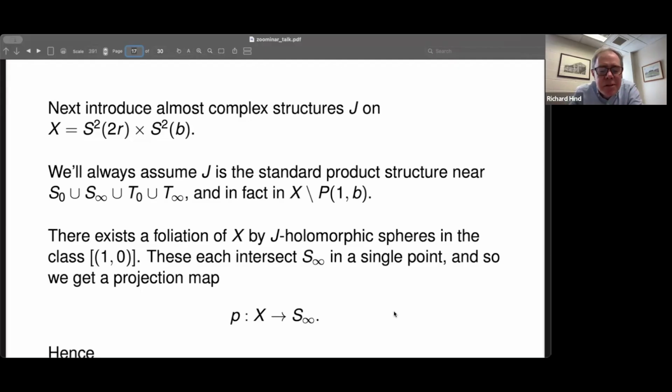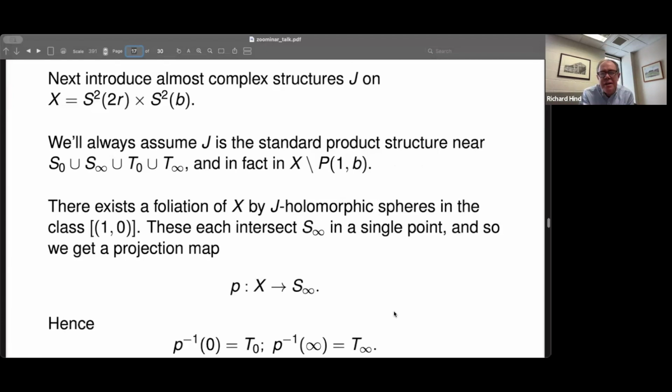We fix an almost complex structure, and can assume it's standard near the axes. There are some monotonicity estimates going on. In fact, I want to assume always that J is standard on this added strip on the right here. So that's somehow what we're using.